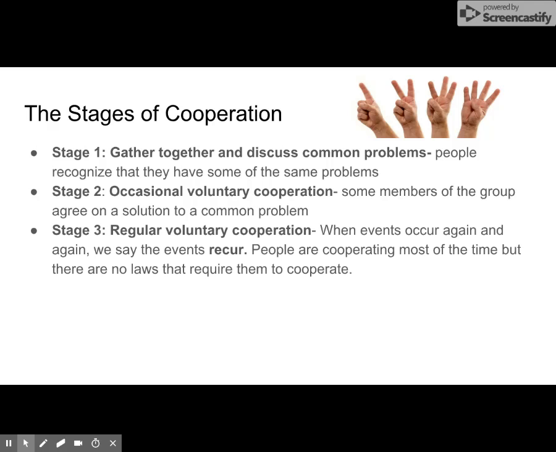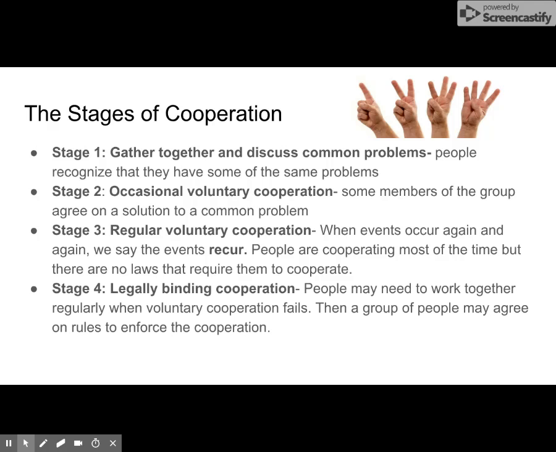Stage 3, regular voluntary cooperation. When events occur again and again, we say the events recur. People are cooperating most of the time, but there are no laws that require them to cooperate.